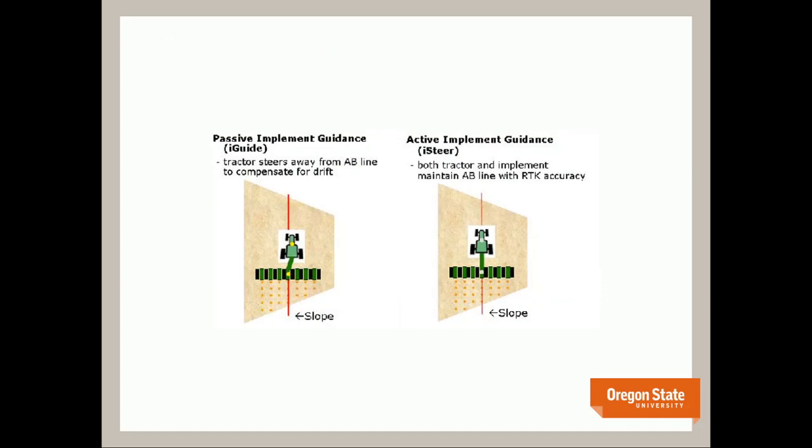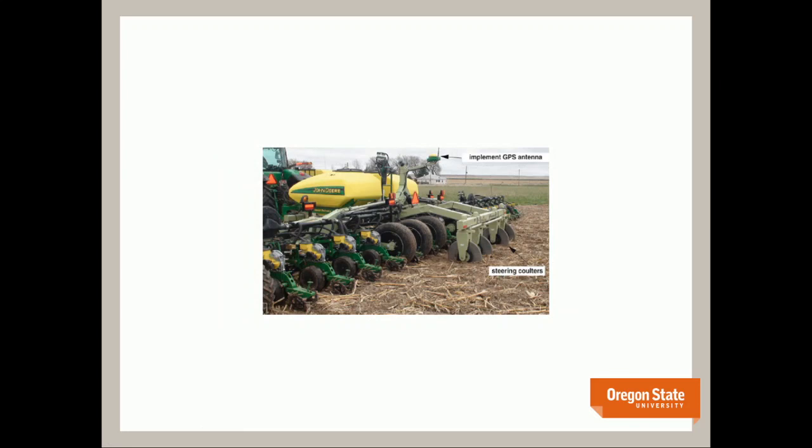So the passive implement guidance is presented here. On the slope, it is still working on the accurate position. The implement is drifted directly to the point of application, not just working in the center of the tractor. So steering filters and implement GPS antennas are presented here, showing how the machines work under precision agriculture. Thank you very much.